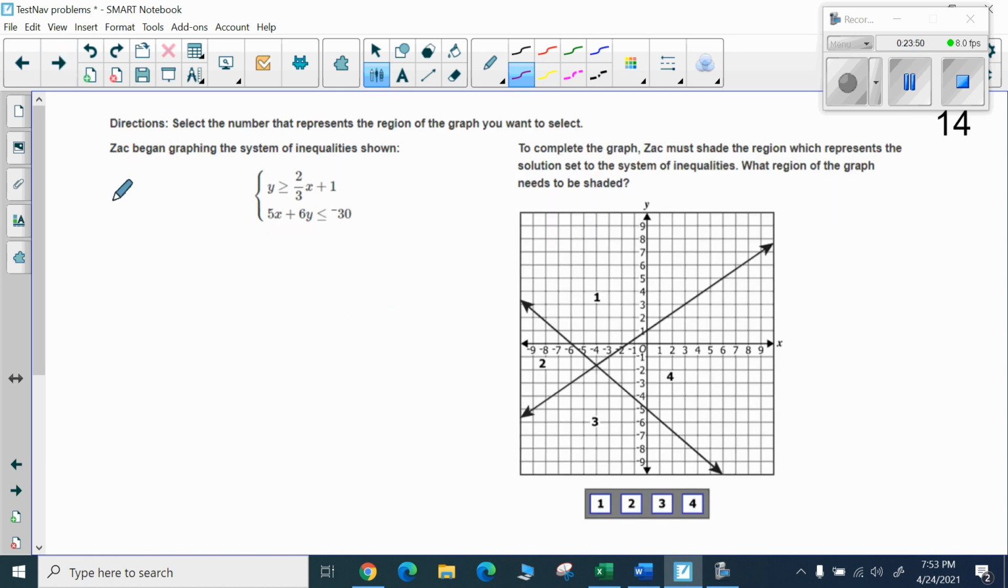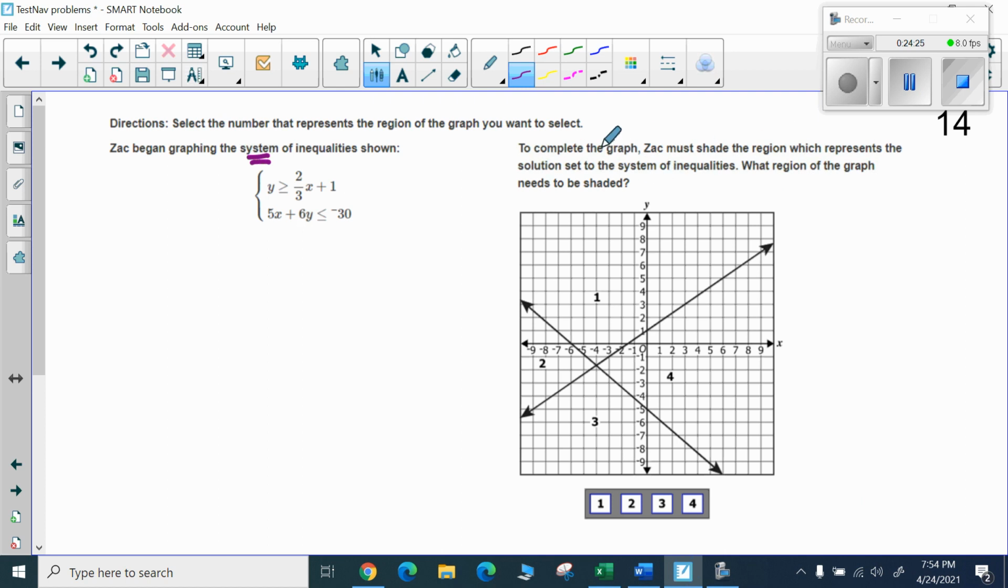For number 14, I doubt that you'll have a question like this because this type of question was written before Desmos, but hey, if they're going to give it to us, we're going to try it, right? It says, select the number that represents the region of the graph you want to select. Zach began graphing the system of inequalities shown. So a system just means two or more. So we have two or more inequalities here. To complete the graph, Zach must shade the region which represents the solution set to the system of inequalities. What region of the graph needs to be shaded?